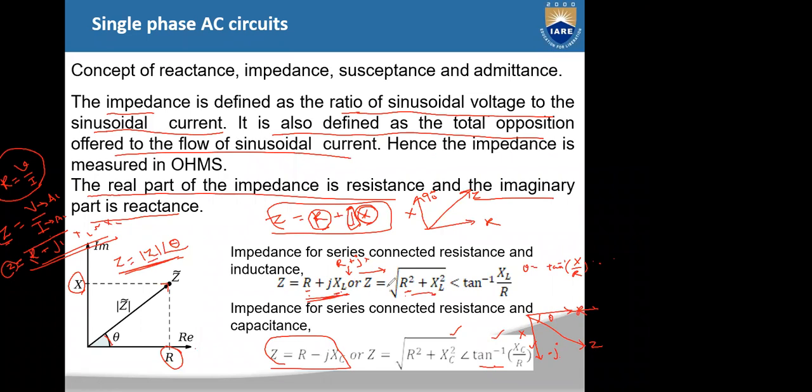First, what is the reactance? What is the reactance? You can answer now. It's also like a resistance. Yes, it's also like a resistance, but it's offered by the inductance or capacitance. Very good. What is impedance?